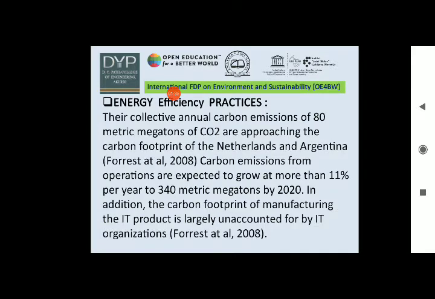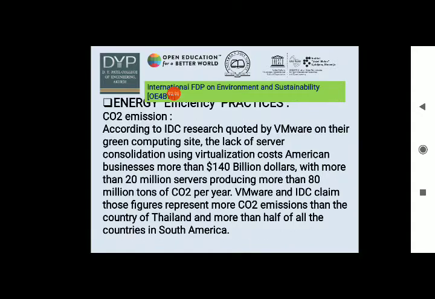Regarding the carbon footprint, collectively annual carbon emissions of 80 metric megatons of CO2 are approaching the carbon footprint of the Netherlands and Argentina. Carbon emissions from operations are expected to grow at more than 11% per year to 340 metric megatons by 2020. In addition, the carbon footprint of manufacturing IT products is largely uncounted for by IT organizations.